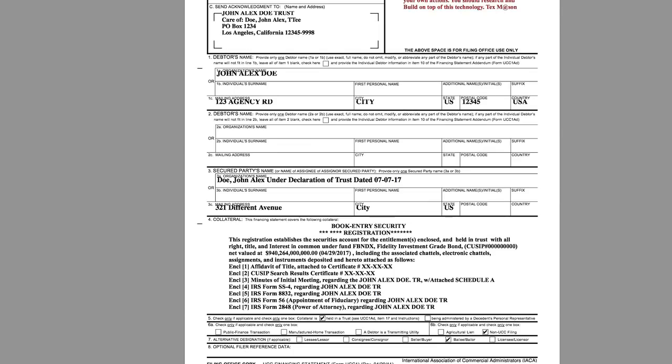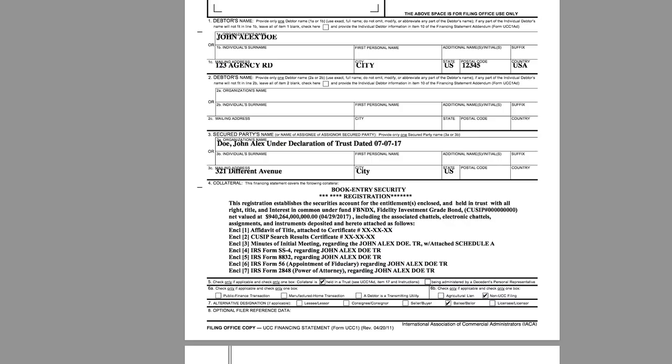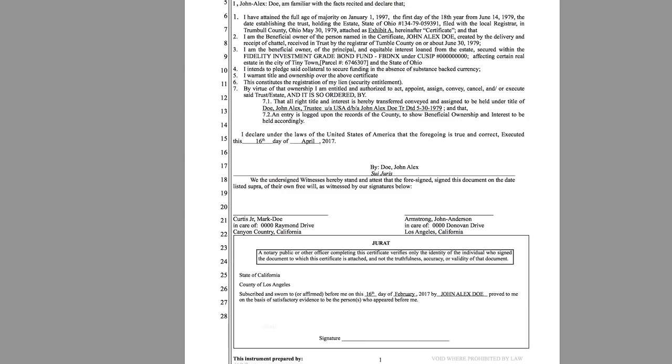The collateral interest gets registered on the UCC so it can be used in commerce. This is the title holder, the secured party, which is the trust, right? So now you understand why this state recording has to be done first.